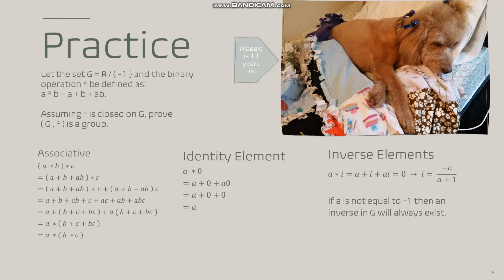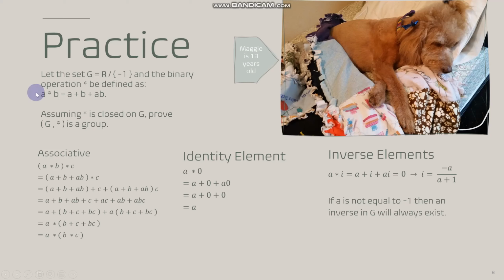Some practice here using proofs. We have the example of the set G, which is going to be all real numbers except for -1, which is what this notation right here represents. And then we're going to use the binary operation here, I'll say star, where a star b equals a plus b plus a times b.